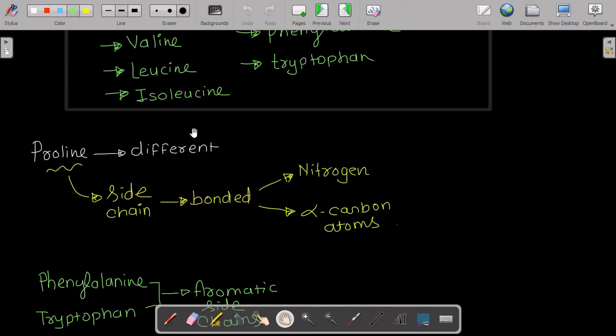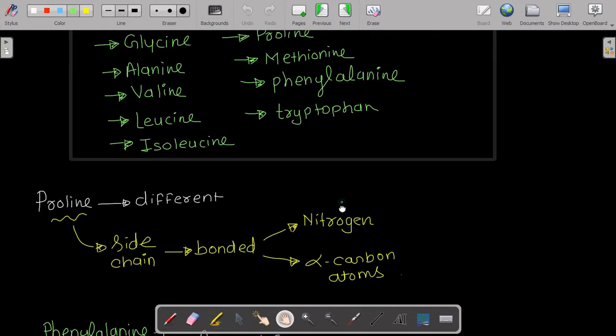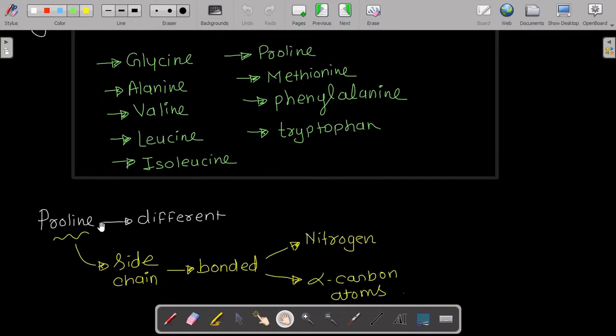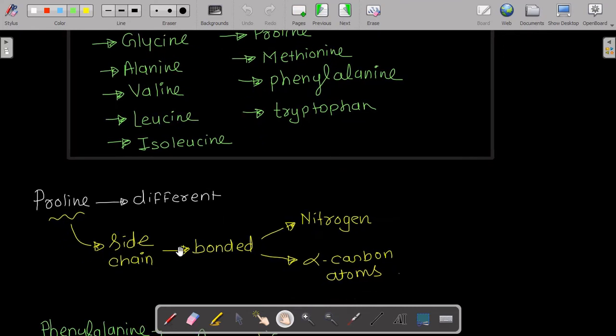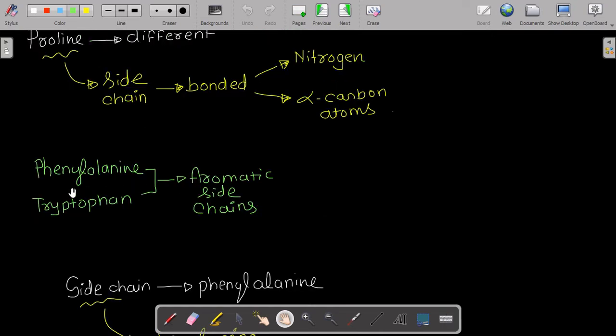Out of these 9 amino acids, proline is different because its side chain is bonded with nitrogen as well as the alpha carbon atom. And phenylalanine and tryptophan have aromatic side chains. They are included in the non-polar side chain amino acids, and the phenylalanine and tryptophan in this group have aromatic side chains.